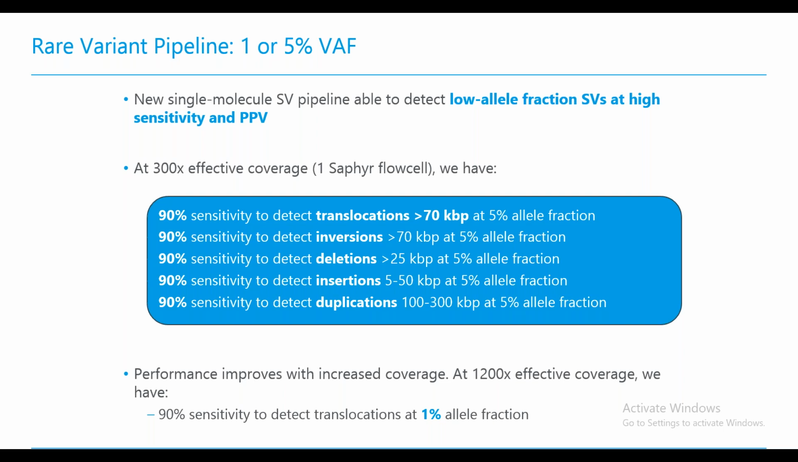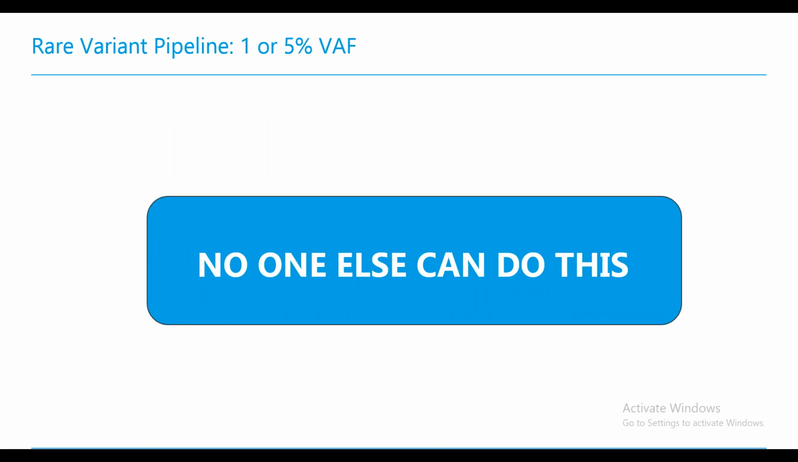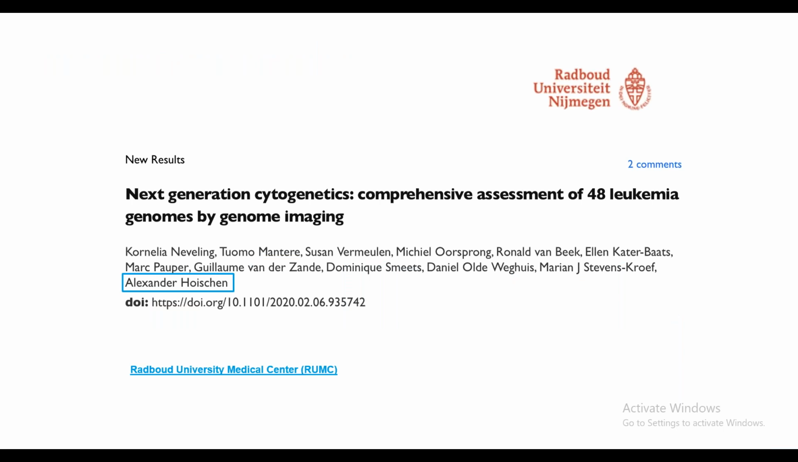And now with this new higher coverage that we're announcing, you can even go down to 1% allele fraction. And there's really no other technology that can do this or even comes close to this type of performance. I want to finish by giving you a few more examples from some other studies that were recently published or presented. This paper in bioRxiv came out just a few weeks ago from Alexander Huygens' team at Radboud University in Nijmegen. They've always been pioneers in bringing new technologies into the clinic, and they're now doing that with us.